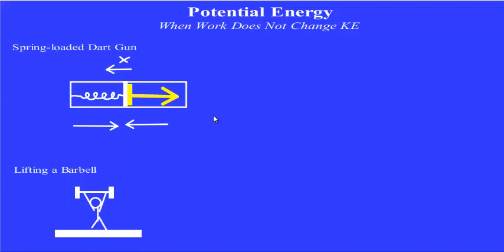On the screen you see an example of such a situation. I've provided for you two. One is the spring-loaded dart gun. Think of a dart that you load into the gun by pressing back against the spring. I want you to consider the work that you do versus the work that the spring does.